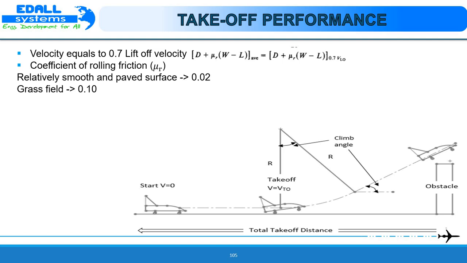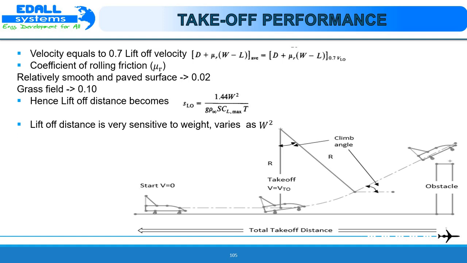A further simplification can be obtained by assuming that thrust is much larger than either drag or the rolling friction during takeoff. Ignoring D and R compared to thrust, we simply get that the lift-off distance is equal to 1.44 W square divided by g rho infinity S CL max into thrust.